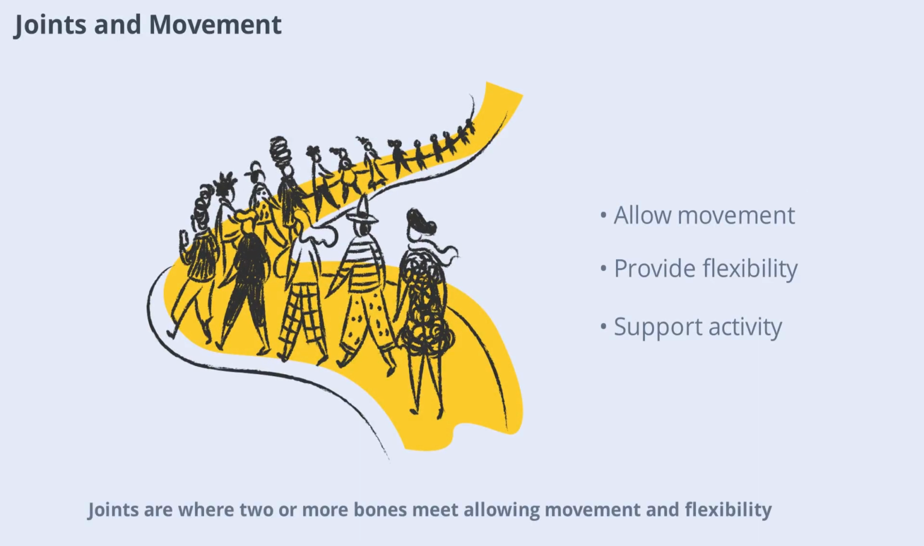Joints are where two or more bones meet, allowing movement and flexibility. There are different types of joints, such as hinge joints in the elbows and knees and ball and socket joints in the shoulders and hips. Joints, along with muscles and ligaments, make it possible for us to move smoothly and efficiently.